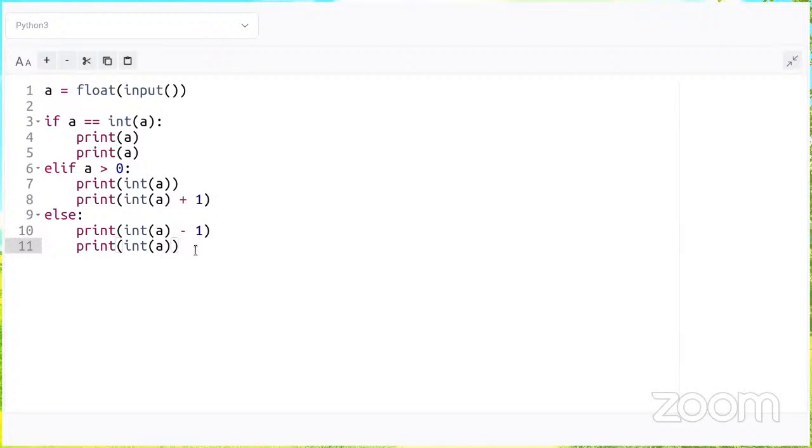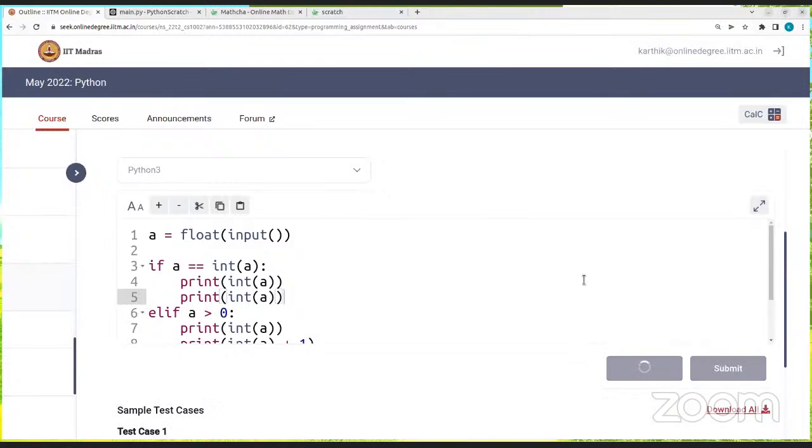Why are we printing a twice in the 4th and 5th line? Because it is an integer. So we have to change lines 4 and 5, integer also. Good point, yeah, correct, I think you're right. We should print int of a and not a. Okay, good catch.